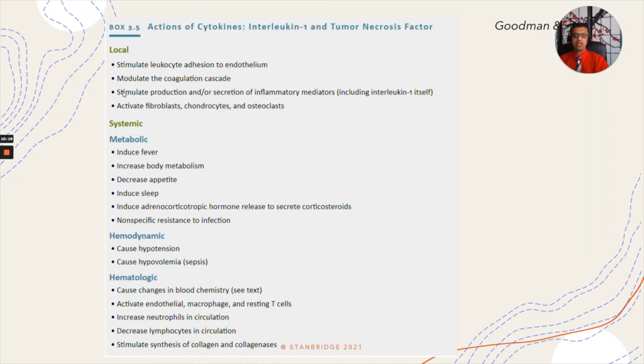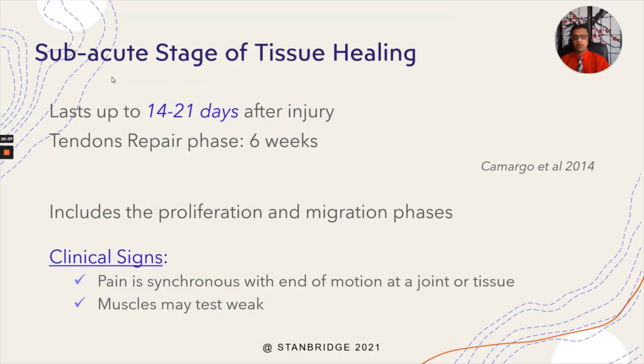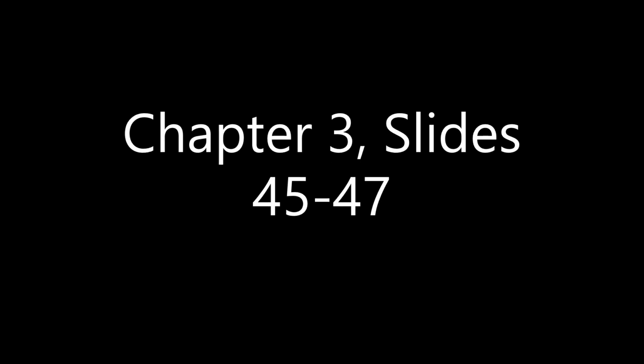Okay, so this is what can happen at the local level, and this is what happens at the systemic level. Now, do you need to memorize every single thing that's on this chart? No, but you do need to have a general idea of what's happening at the local and the systemic level. Now we go into the subacute phase. Actually, we can stop here and go to the next video.